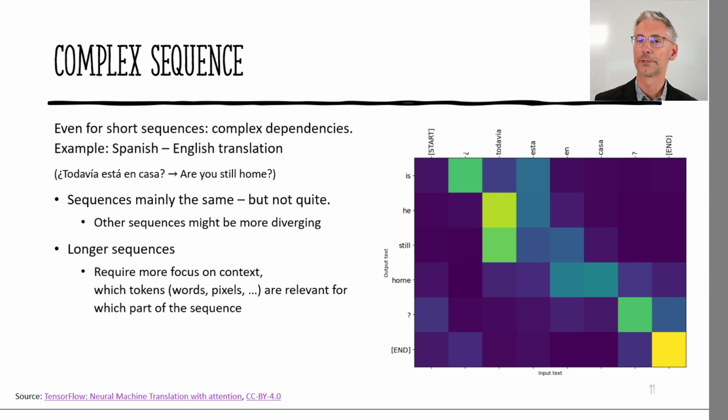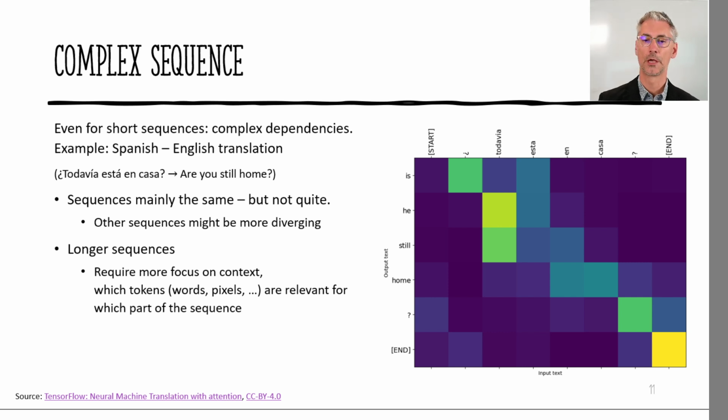So let's recap about sequences. Let's consider a complex sequence. Even for short sequences we can have complex dependencies, for example a Spanish-English translation. You can see the sentences here. There's a nice illustration from the TensorFlow manual which I've taken here. You can see that the Spanish and the English are very similar, but not quite the same, apart of course from the vocabulary. You can still see that the structure of the sentence is very similar between the two of them. But of course that doesn't necessarily have to be this way. The sequence in different languages could be very different, or even reverse in order.